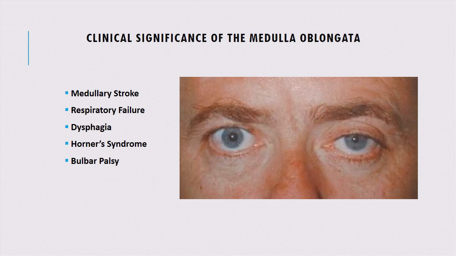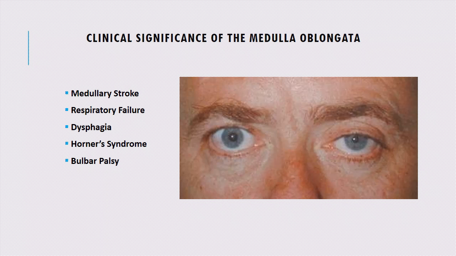Clinical significance of the medulla oblongata. Medullary stroke. It can disrupt essential functions like breathing, heart rate, and blood pressure, often resulting in life-threatening conditions. Damage to the respiratory center can cause irregular breathing patterns or apnea. Dysphagia may occur due to impairment of the swallowing reflex caused by cranial nerve dysfunction.